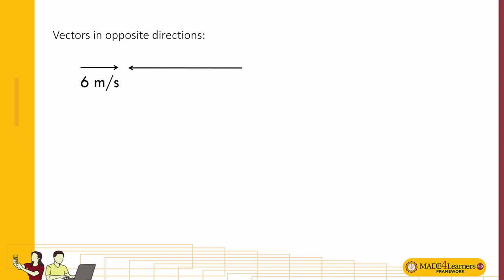So for vectors in opposite directions, for example, to the right, we have 6 meters per second for velocity. And then to the left, we have 18 meters per second. So the resultant would be to the left, since of course the left arrow is longer than the right arrow. And we get a net of 12 meters per second.